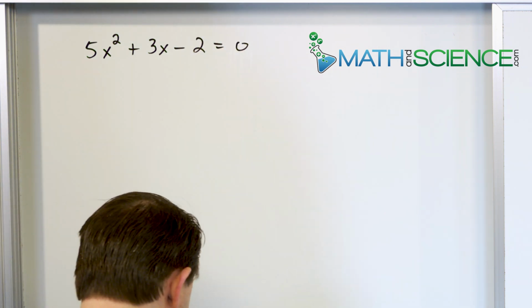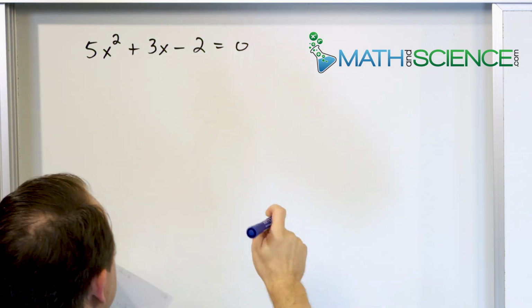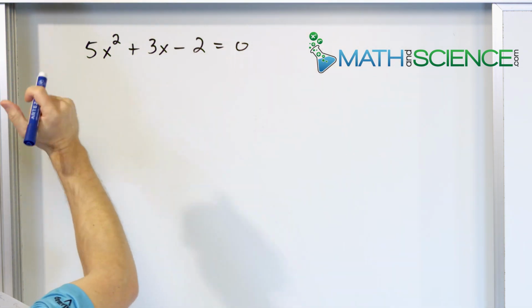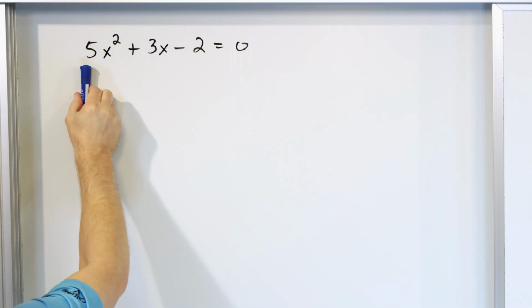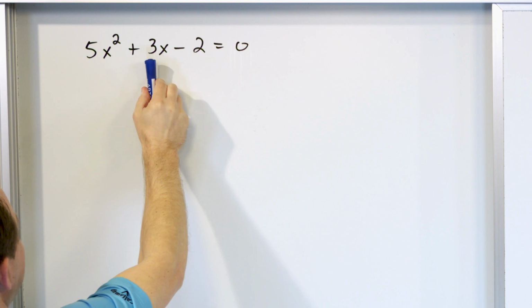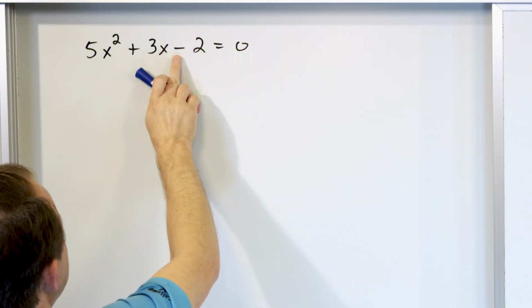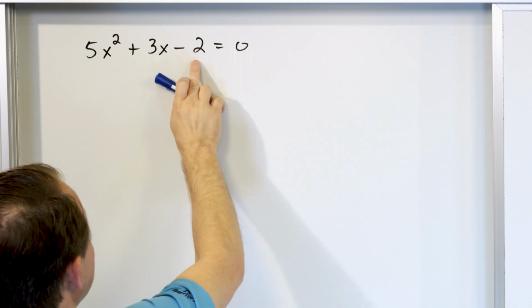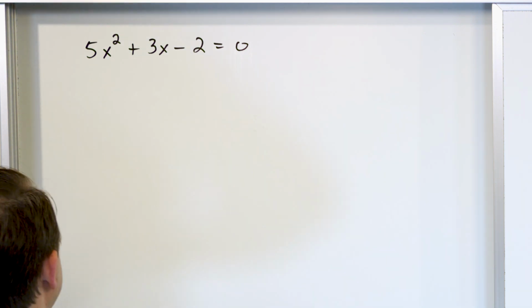Okay, well, the first thing you have to do is identify what is a, what is b, and what is c. The first thing you want to do is always put everything to one side of the equal sign, and whatever is in front of the x squared, that's what we call a. Whatever is in front of the x term, that's what we call b. And whatever is the constant, that's what we call c. Now notice there's a minus sign here, so the c term is actually a negative 2. The b term is positive 3, and the a term is a positive 5.